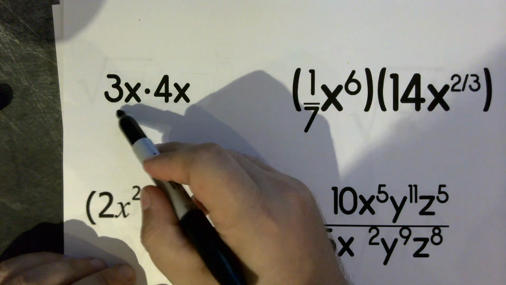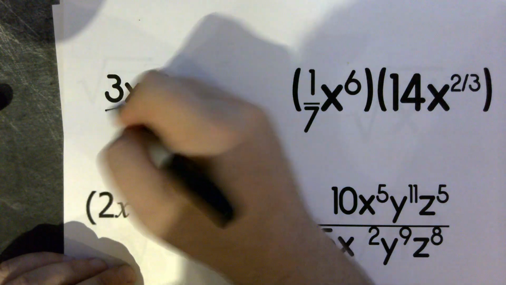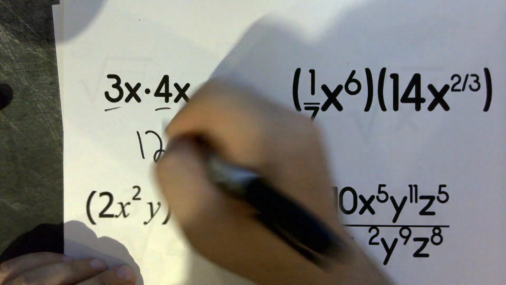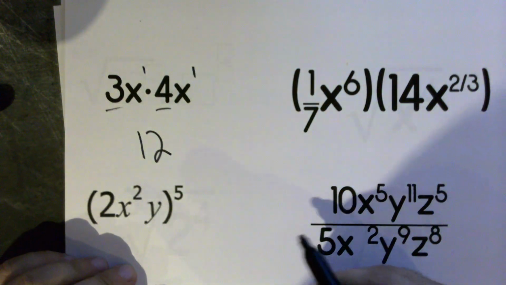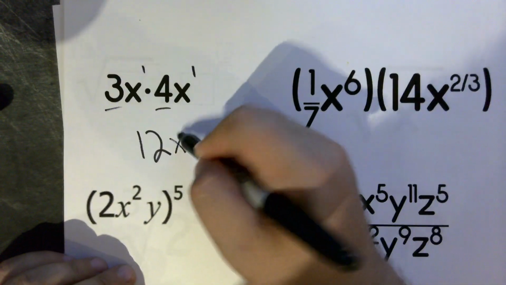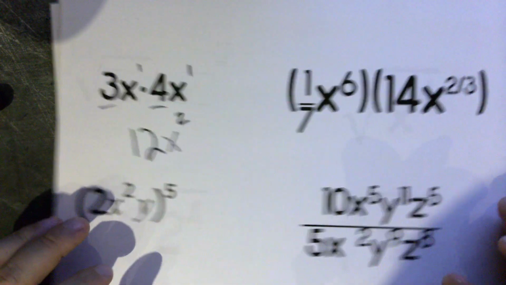So 3x times 4x, we know what 3 times 4 is, that's 12. And then this is x to the 1 times x to the 1. The product rule says you add those together, this is x squared.